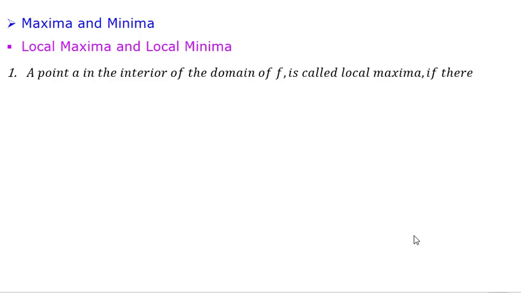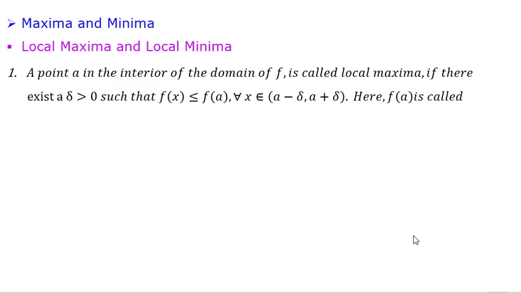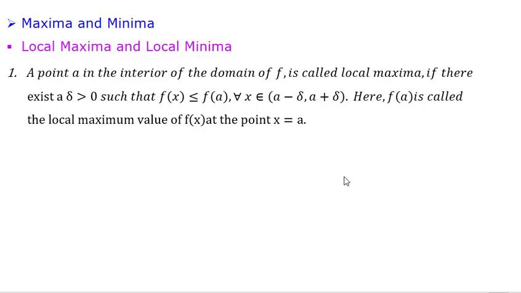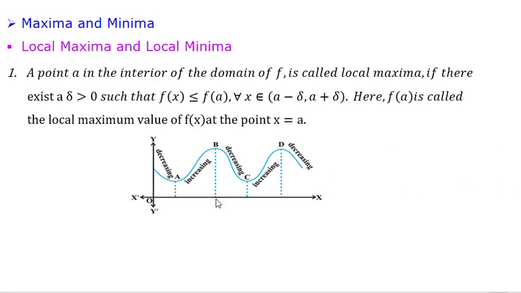A point A in the interior of the domain of the function is called a local maxima if there exists delta greater than 0 such that f of x is less than f of a for all x belonging to a minus delta to a plus delta. Here f of a is called the local maximum value of the function f of x at the point x is equal to a. So let us see with this graph.